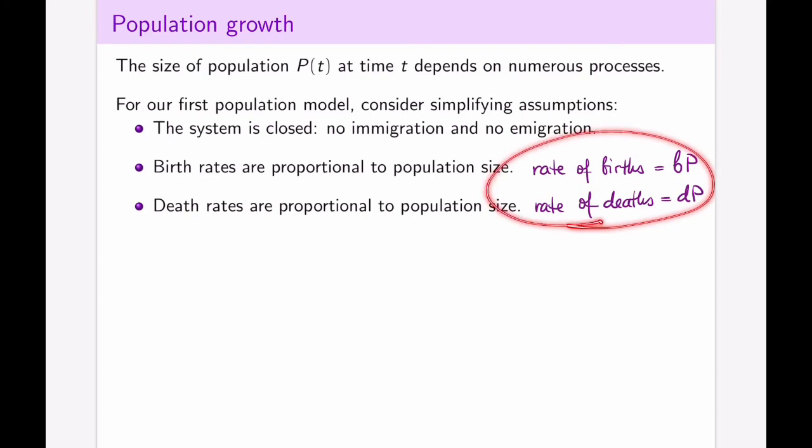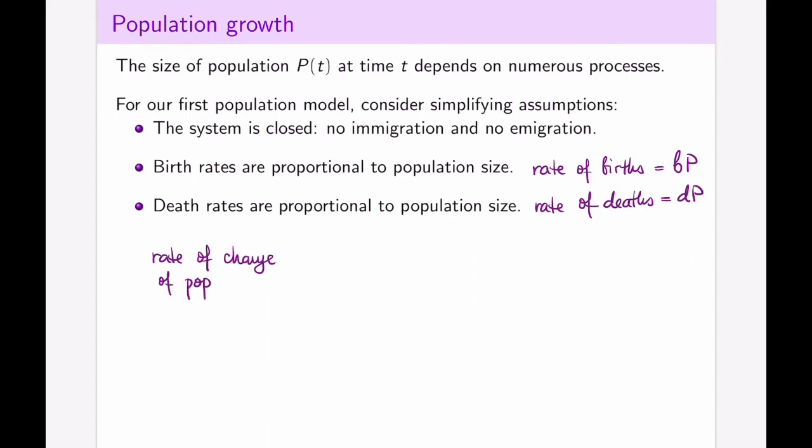Now, with these, if these are the only processes that affect the population, then we can fairly quickly think about what happens to the rate of change of the population as a whole. What affects it? Well, first of all, the rate of change means that I have to account for positive changes, which is the rate of births. This is what adds to the population. And then I have to take away the negative changes, so the rate of deaths that happens in the population.